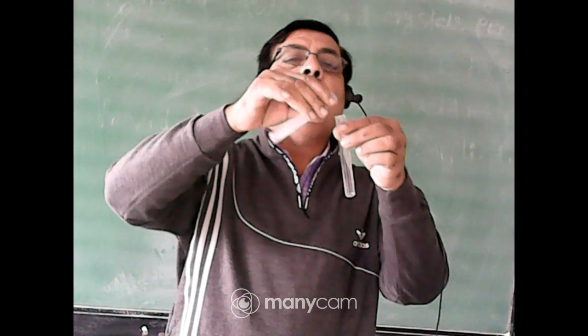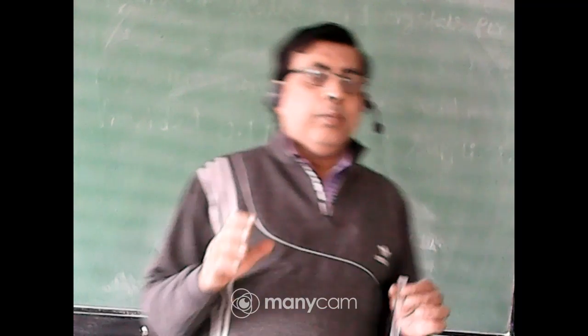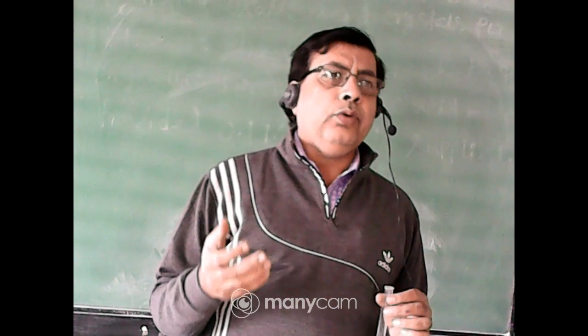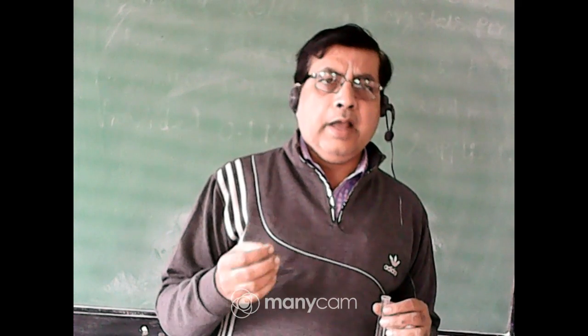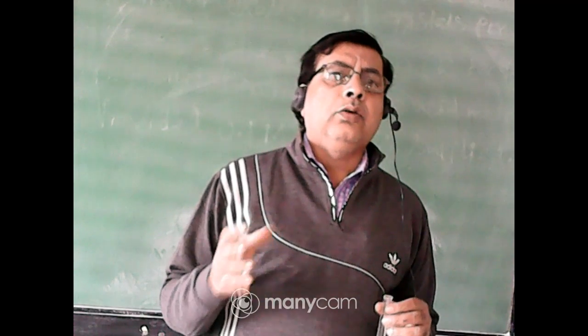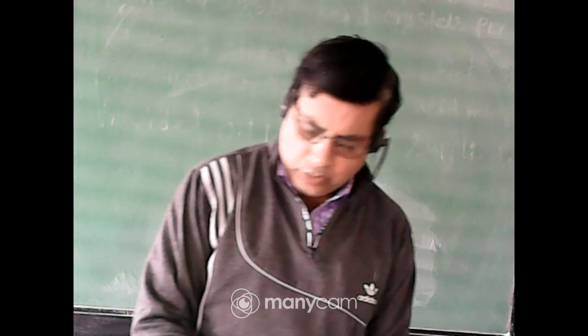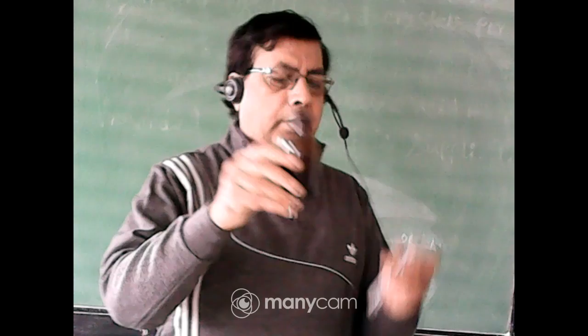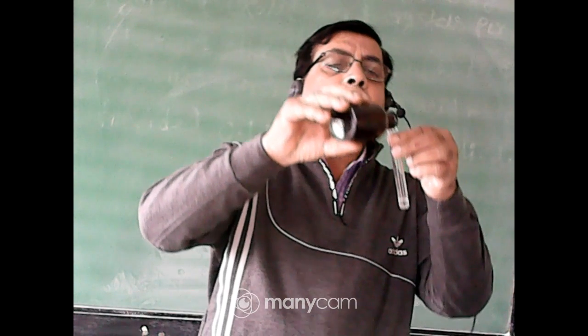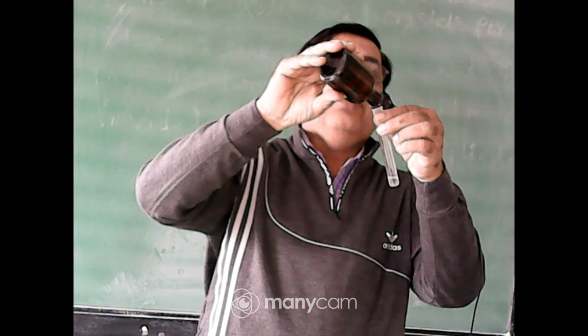For anion, what do you add? Mainly the salt that is given to you contains either a halide ion, that is chloride or bromide, or sulfate ion, or nitrate ion. So for the halide ion test, you first add silver nitrate solution to the original solution. This is the weight test and conformity test.